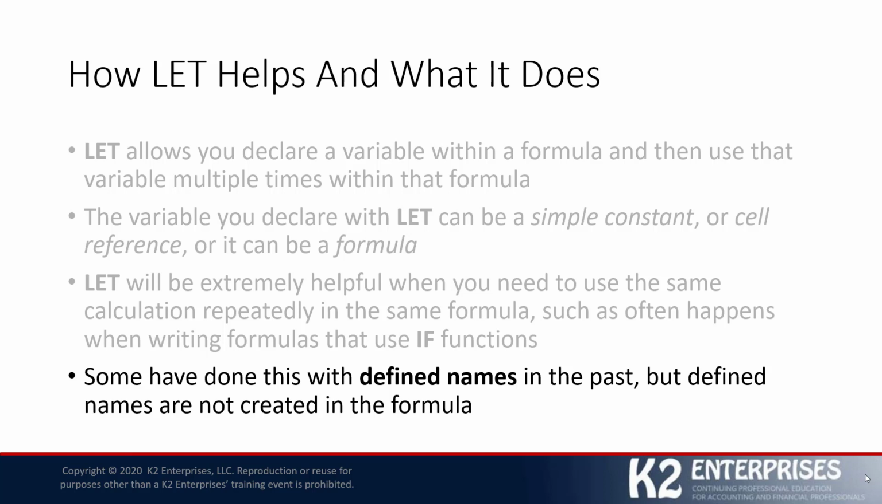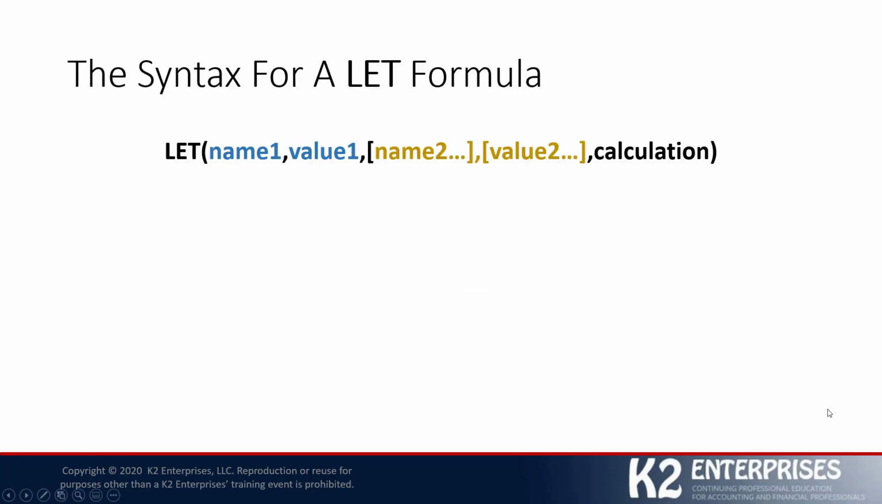So there's a little bit of compare and contrast between defined names potentially in use for the same purpose. Getting into the syntax for a LET formula, here you see it. It's LET followed by name1, so whatever you're going to give the name of that first variable, first constant, first formula, followed by the value, including a formula if indeed that's what you wanted to do. And then we can get into name2, value2, name3, value3, name4, value4.